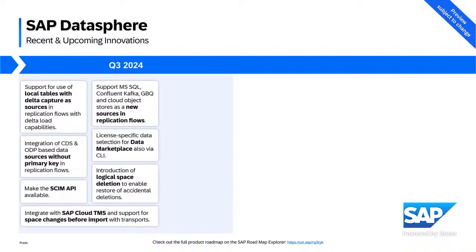If we look at the bottom here, another important topic is the integration with the cloud-based transport management system. So Datasphere will be integrated there into the BTP Cloud TMS, as well as we want to enhance the transportation features with enabling you to change a space before the import of a transport, so that you can have a model sitting in space A in your source and could be changed to space B on your target system. Very neat and helpful capability.